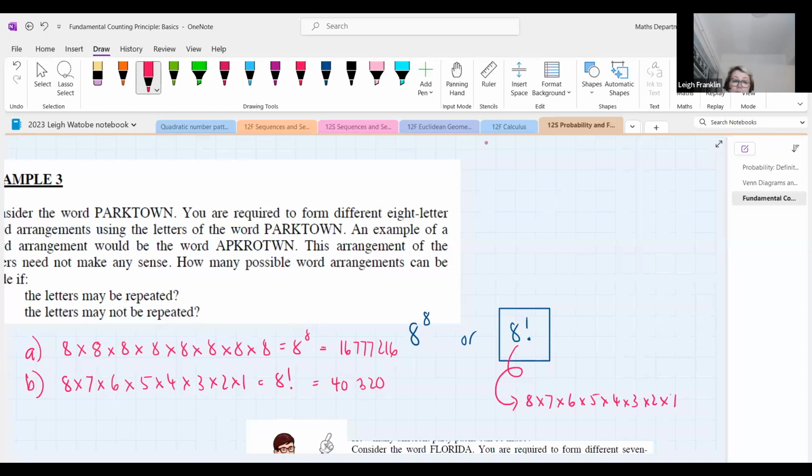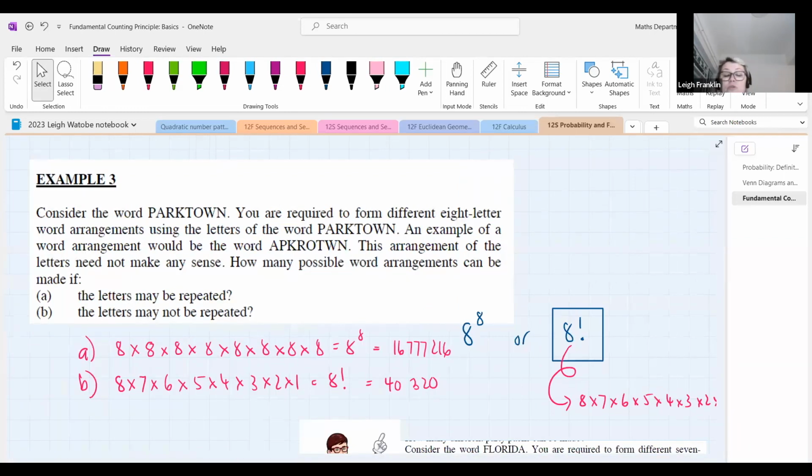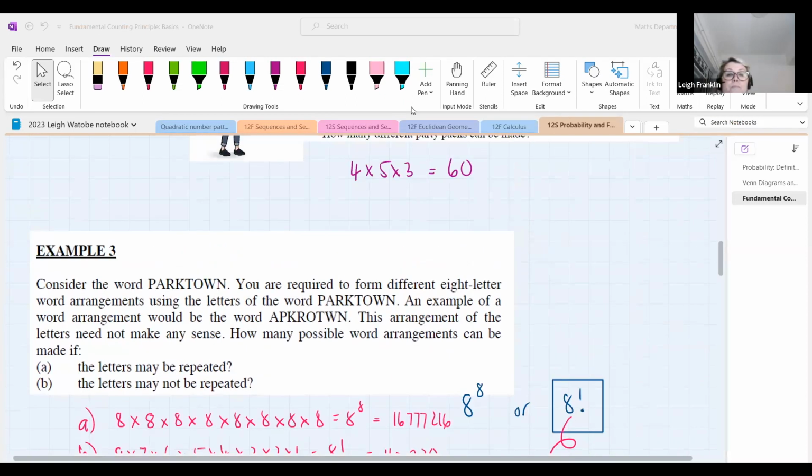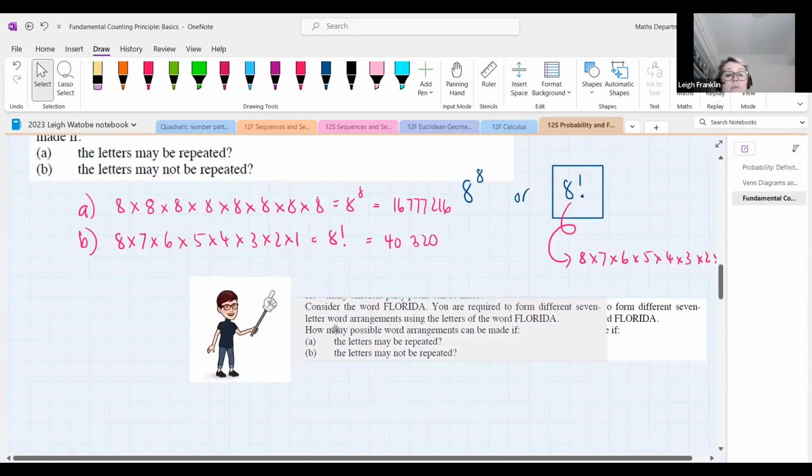So when letters can be repeated or numbers can be repeated, then you would use exponential notation. But if repetition may not occur with letters or digits, that's when we would start using factorial notation. Is everybody okay with that? You can see the difference between the two. Okay, so quick, let's just double check we're all cool with that, and then we can move on.